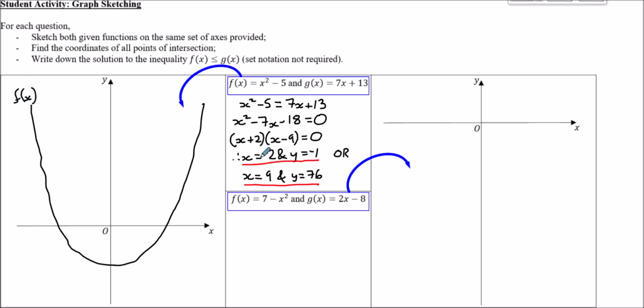And so we're going to intersect where x is minus 2 and y is minus 1, so that might be about this point here. And when x is 9 and y is 76, so maybe this point up here somewhere like this. And do a straight line through to represent y equals 7x plus 13, in other words, representing g of x.